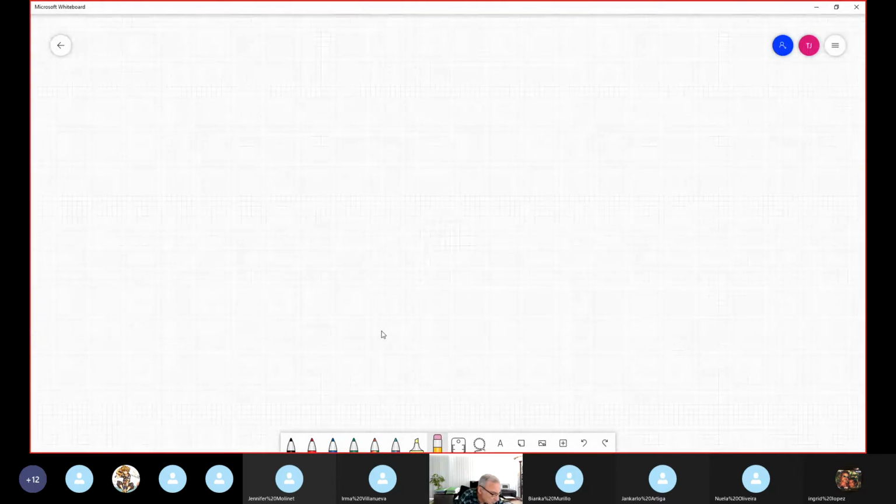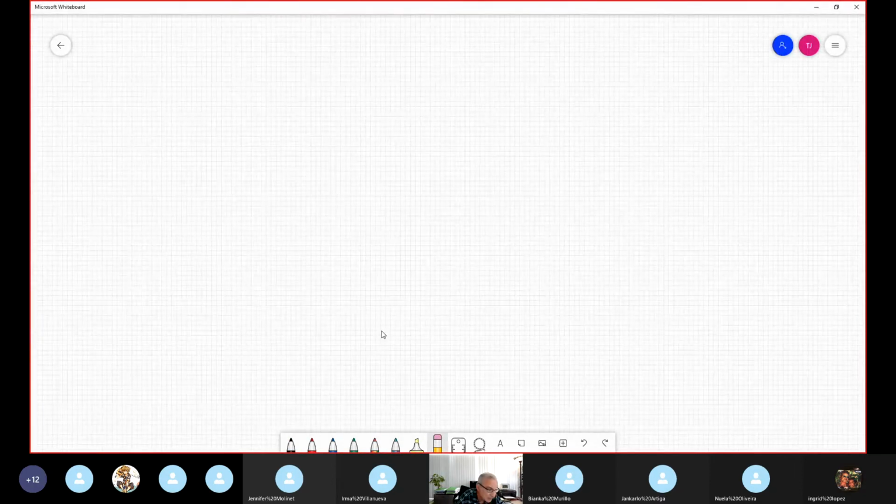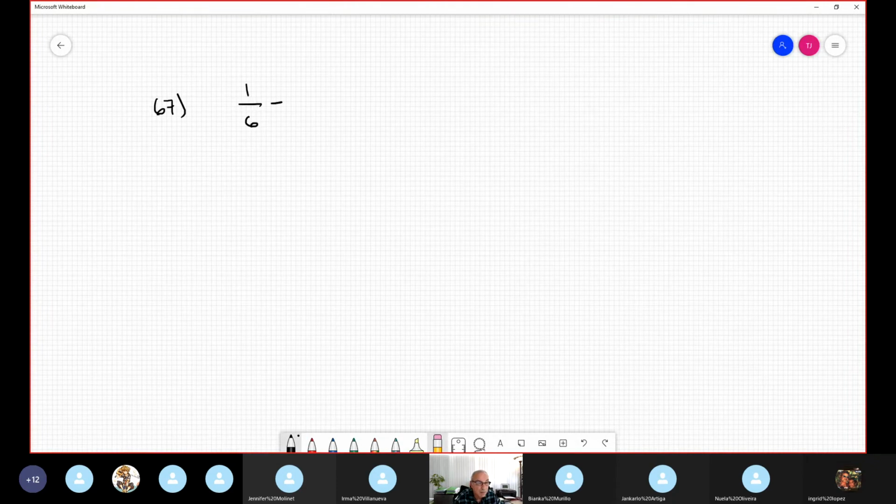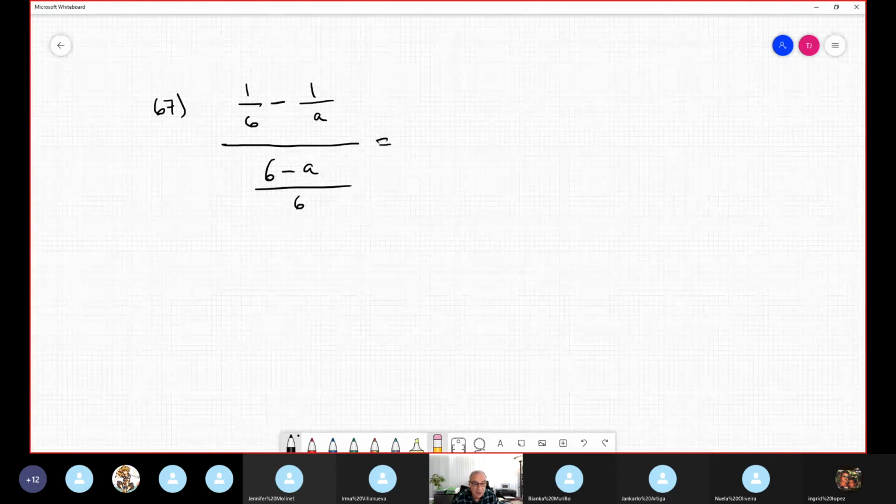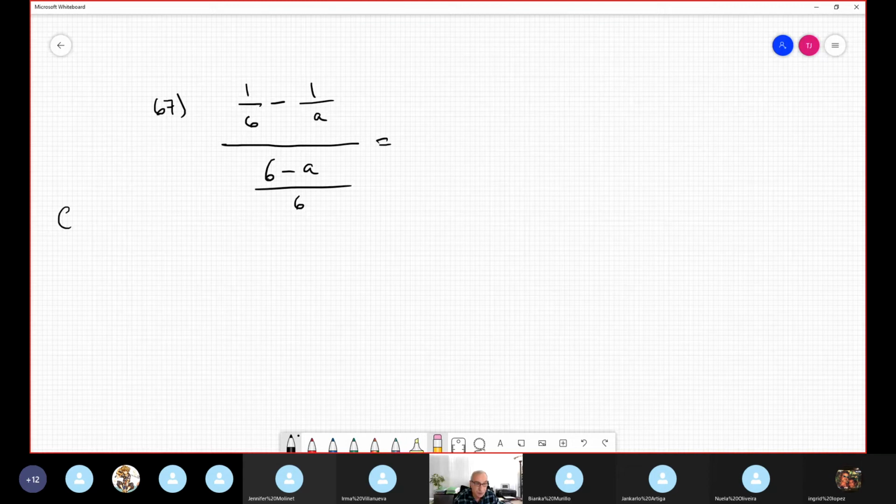Okay, this is 67. 1/6 minus 1/8 divided by 6 minus 8 over, I suppose it's 6. In my paper, I don't see very well. Okay, is this ready to apply the complex principle? No.